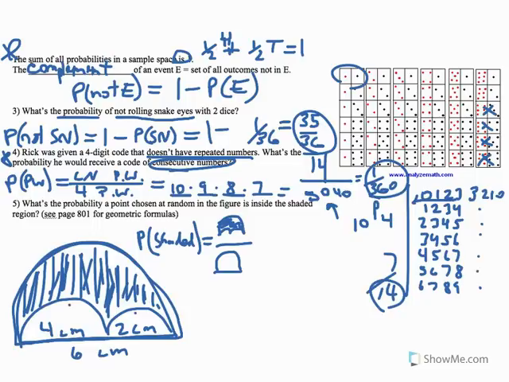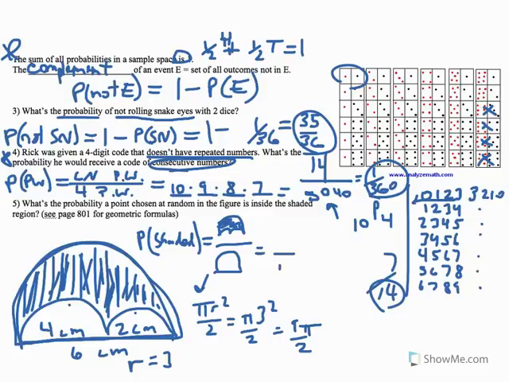Okay, it'd probably be easiest for us to find the area of the semicircle first. If you know the area of a circle is pi r squared, so cut it in half would be a semicircle, and in this case, the radius would be equal to 3 because the diameter is 6 going all the way across. So that would be equal to pi times 3 squared over 2, which is 9 pi over 2. That is going to be your denominator. That's your sample space.